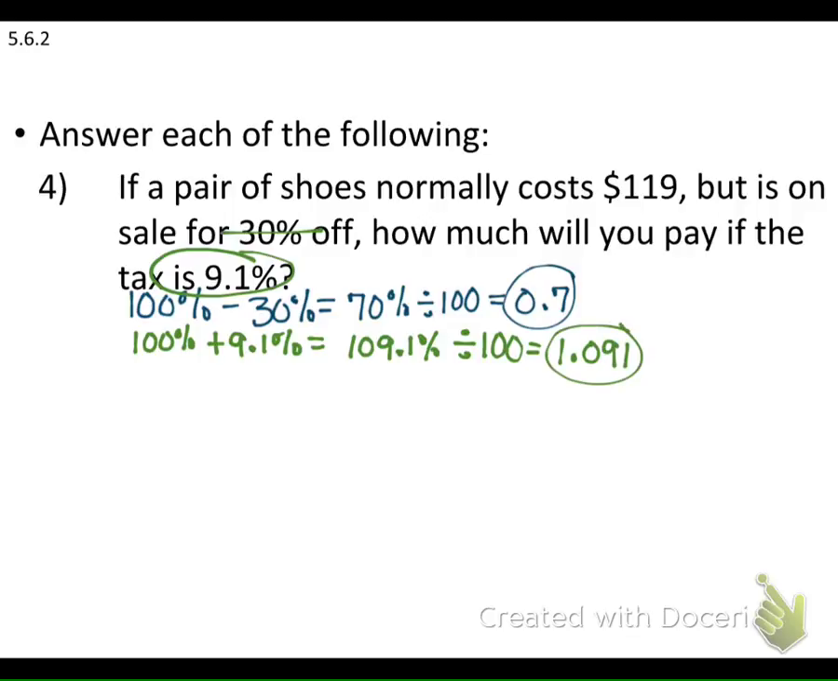Now, how do I find my new amount? How do I find out how much those shoes are going to cost me? What do I do next? You put the price down, which is 119. So I take my original amount of the shoes and multiply your multipliers, which is 0.7 and 1.091. Okay. Now when you multiply that out, I want the whole number that you have.